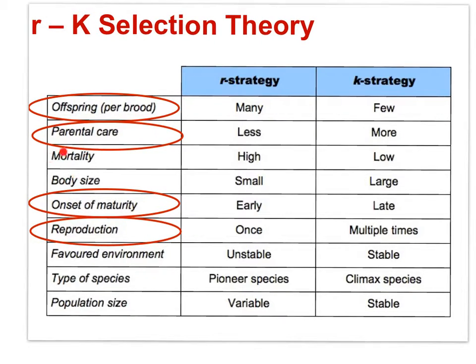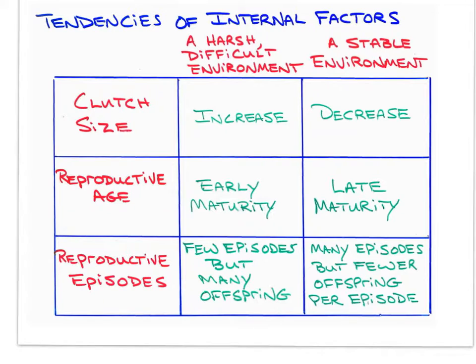I'd like to call your attention to mortality. Due to the high numbers of offspring, mortality is high among R selected species, while due to high parental care, mortality is low in the K selected species. And note the point on population size. Variable reflects the boom-bust lifestyle, and stable reflects life hovering around carrying capacity. The internal factors appear to vary according to the environment. In difficult environments, clutch size is high. Individuals come to reproductive maturity early, and they limit their reproductive episodes. And all of these strategies enhance species success in difficult environments where the probability of death is high.